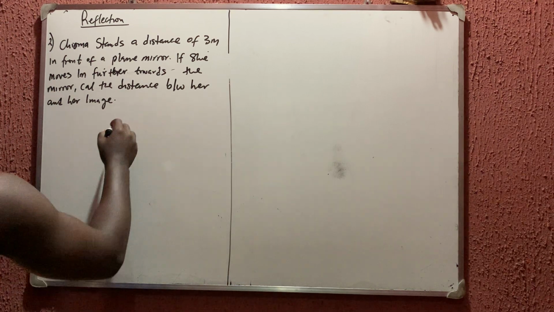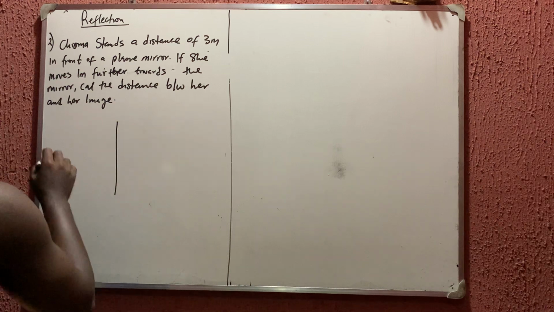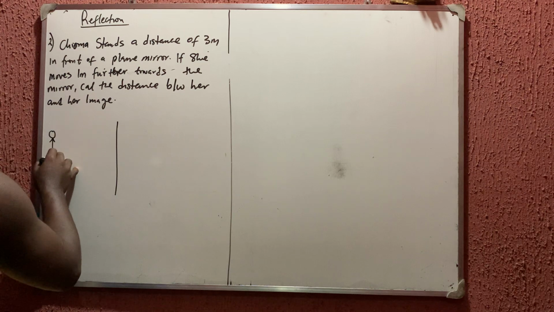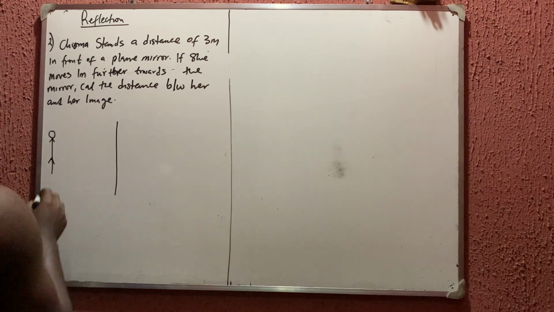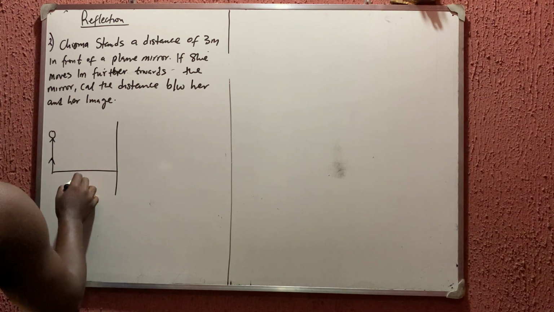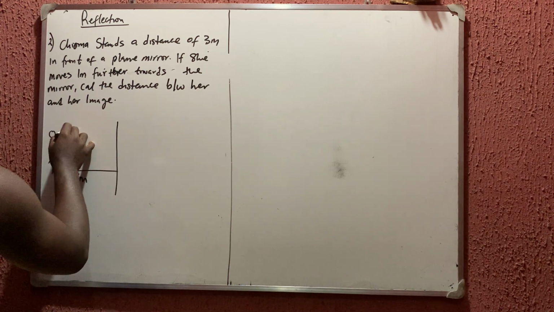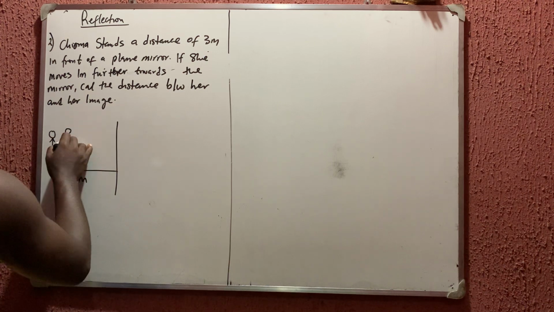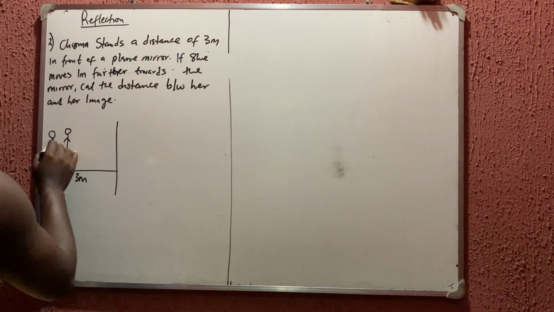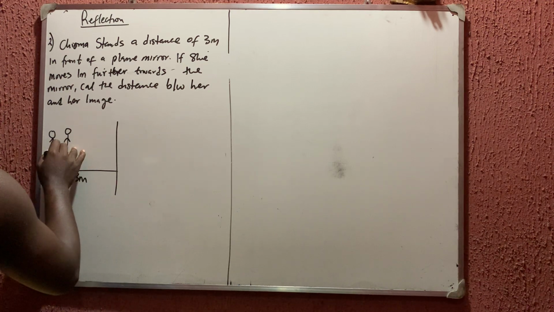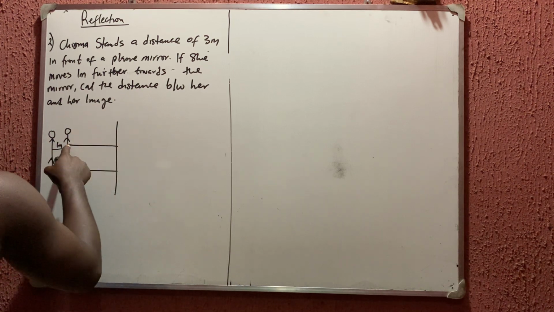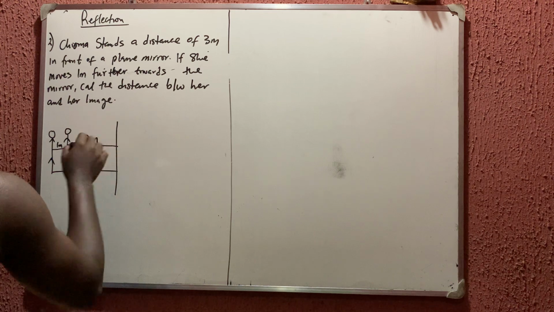Okay, now let us just imagine it. If you draw this now, this is Chioma. Chioma was initially at this point, and from the mirror to where she is was 3 meters. And she decided to move closer to the mirror, okay? What she moved was just 1 meter. You will see that obviously what is remaining from where she is to the mirror is 2 meters, okay?